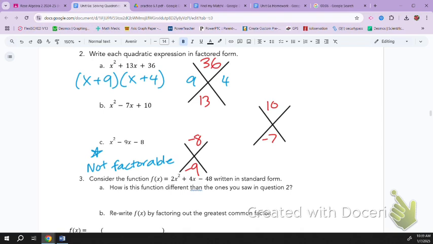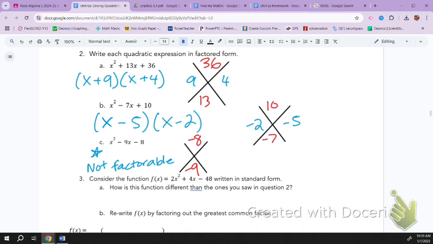Part B, what two things multiply to be 10 but add to be negative 7? Negative 5 and negative 2. They're both negative. x minus 5, x minus 2. And we talked about C. It's not factorable. We'll get into later in this unit how we deal with things that are not factorable.